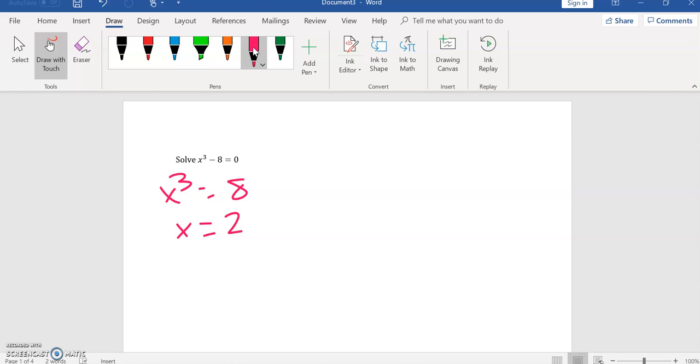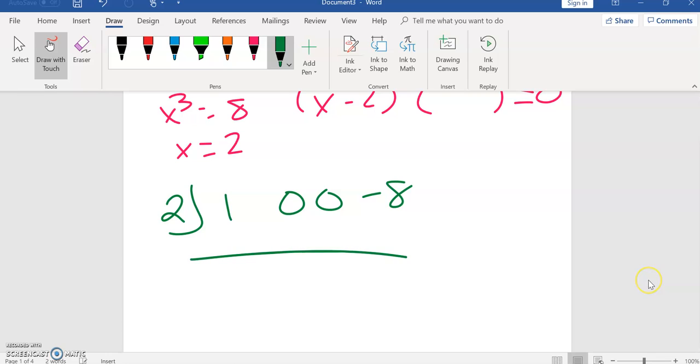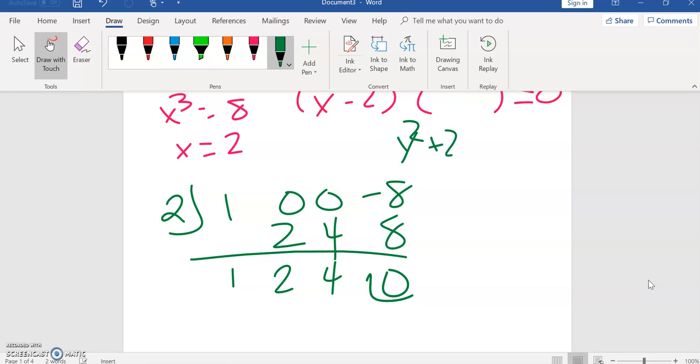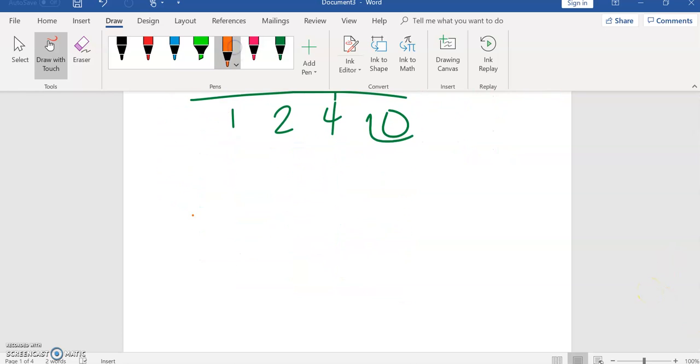But I want to factor this out because I know there are 2 more. So I'm going to have x minus 2, and something else here. If you remember your cubic root formulas, you can use that. I don't, so I am going to use synthetic division, and bring down the first one. So that's 2, 4, 8. So then this is x squared plus 2x plus 4. Then to get the answers here, I have to use my quadratic formula.